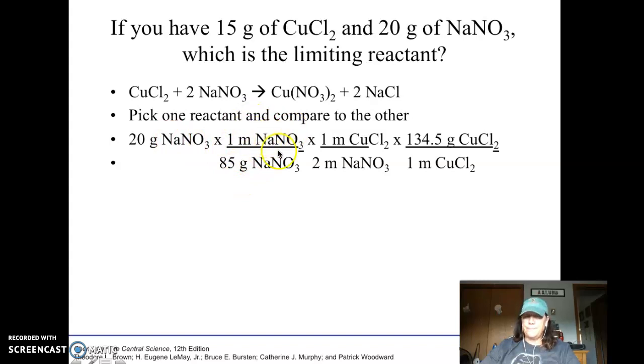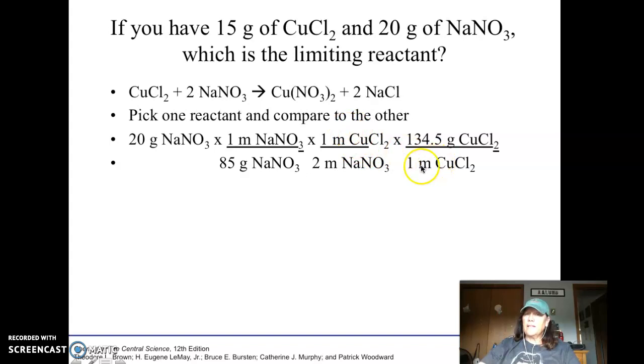Now I have moles. This is my mole ratio. This is where I need my balanced equation. This is the only place you need your balanced equation, okay? So I put 2 moles here and 1 mole here. Why? Because I got a 2 here and nothing here, which is 1. So now what I did is I switched from moles of NaNO3 to moles of CuCl2.